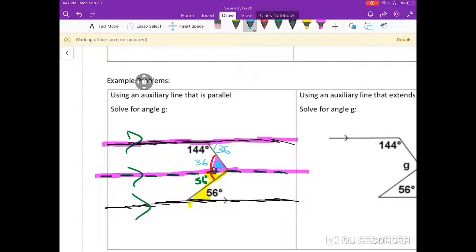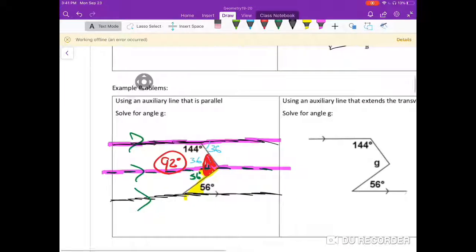And the last thing I would need to do to find angle G, which we said in the beginning was this entire thing, is add 36 and 56 together to get 92 degrees. That's going to be my angle G. So that's one example of an auxiliary line.